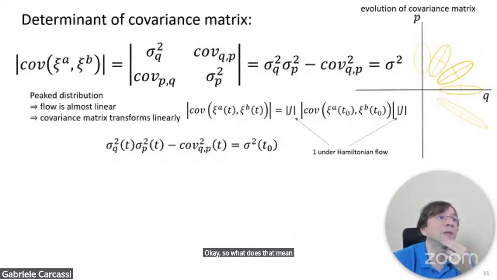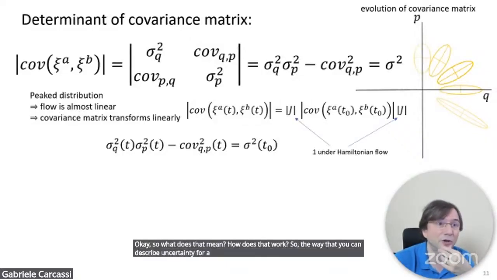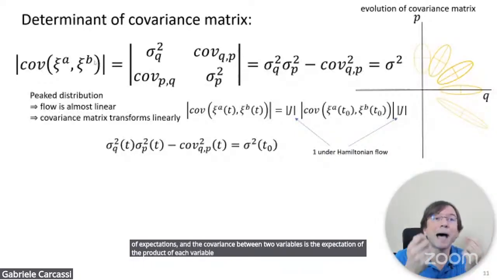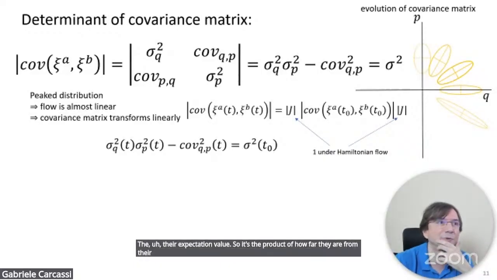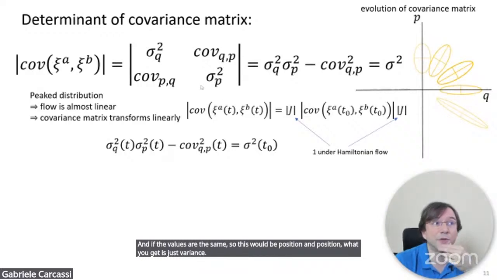How does that work? So the way that you can describe uncertainty for a single degree of freedom in a phase space is through the use of the covariance matrix. The covariance matrix is essentially a set of expectations, and the covariance between two variables is the expectation of the product of each variable minus its expectation value. So it's the product of how far they are from their corresponding expectation values. And if the variables are the same, so this would be position and position, what you get is just the variance. And this is going to be the variance for momentum.